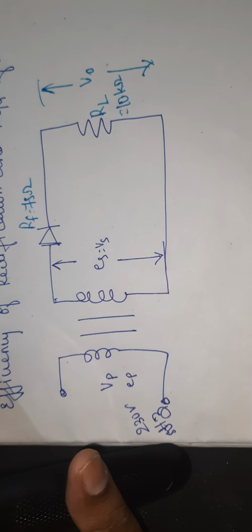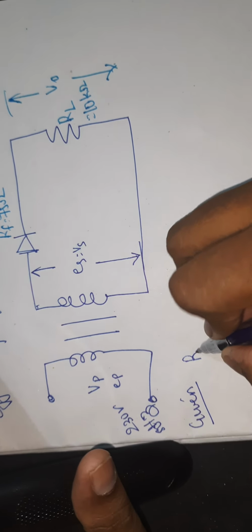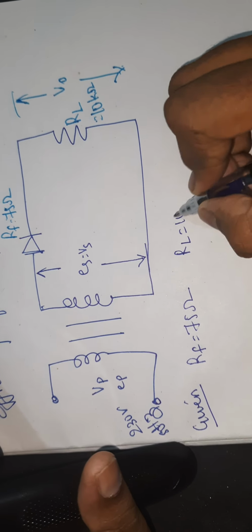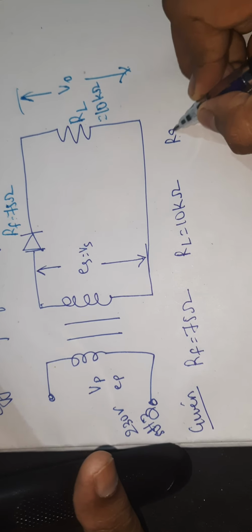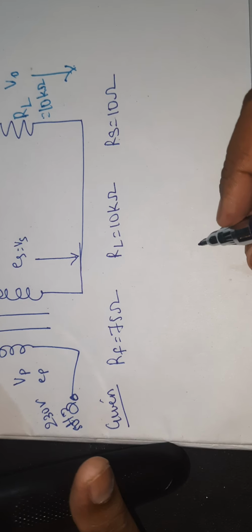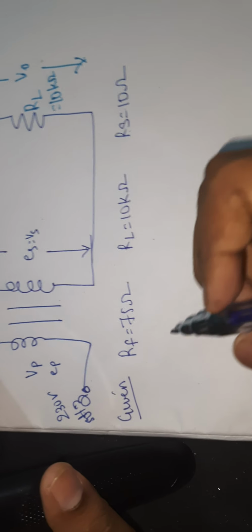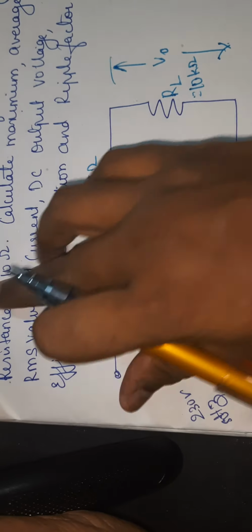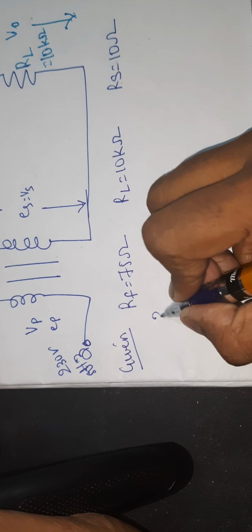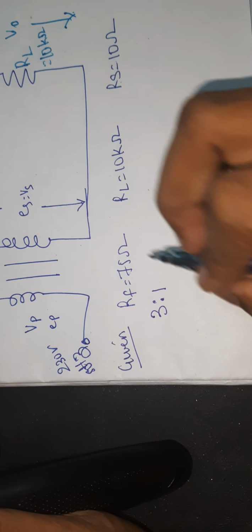Now first step what we have to do, we have to write the given. What are the things given? RF is equal to 75 ohms. RL is equal to 10 kilo ohms. RS is equal to 10 ohms. Now we have to start finding out one by one. Step down transformer ratio they have given as 3:1. This is a step down transformer value they have given.